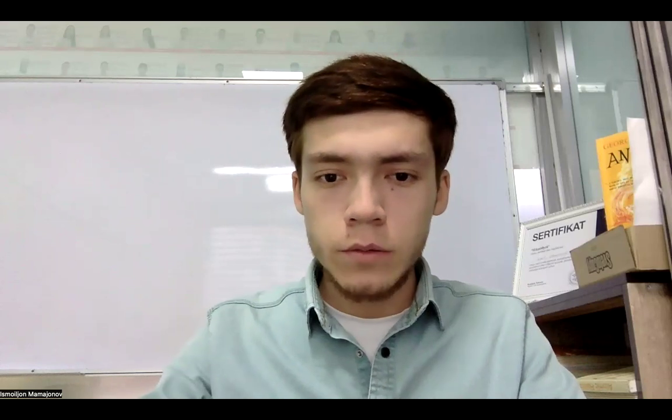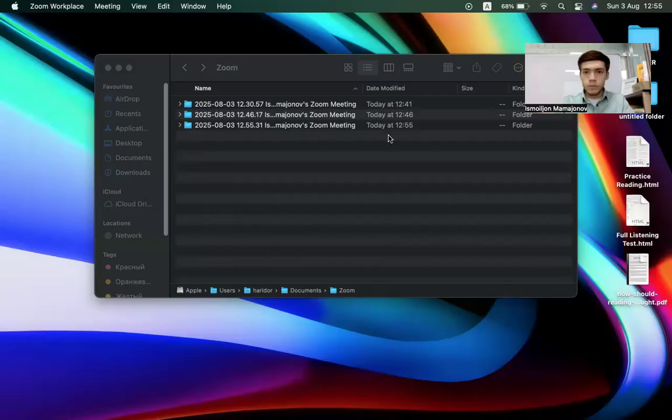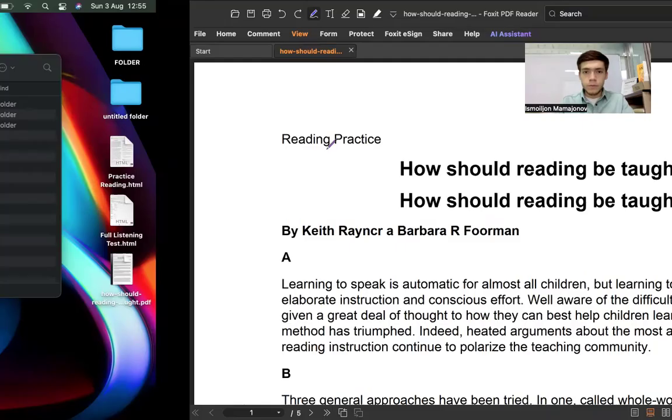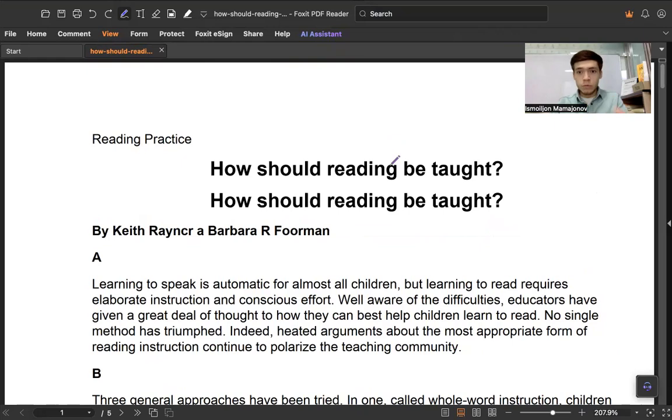So today we have passage 3, so let's get started. So this is our passage. How should reading be taught?